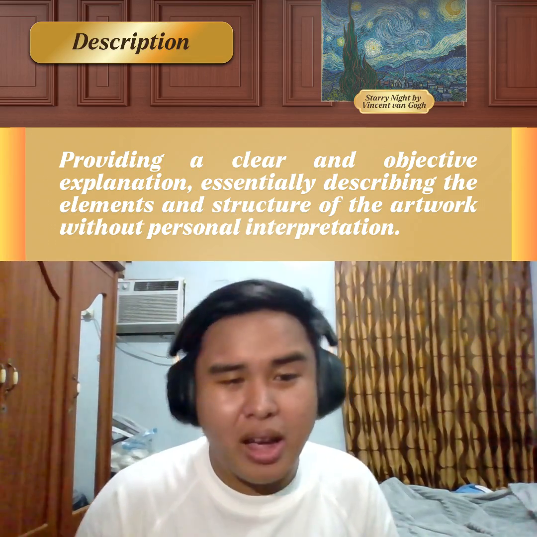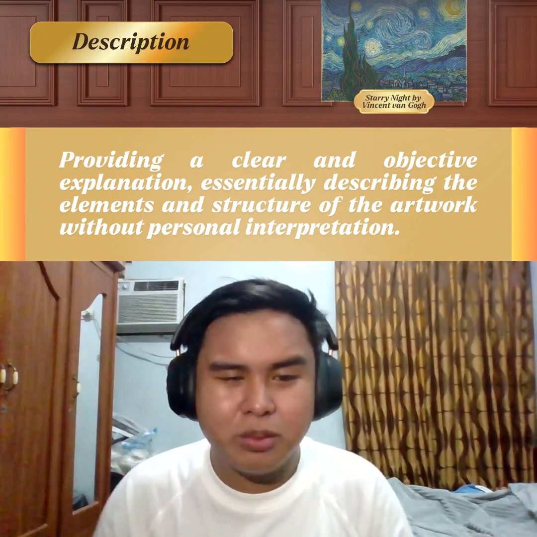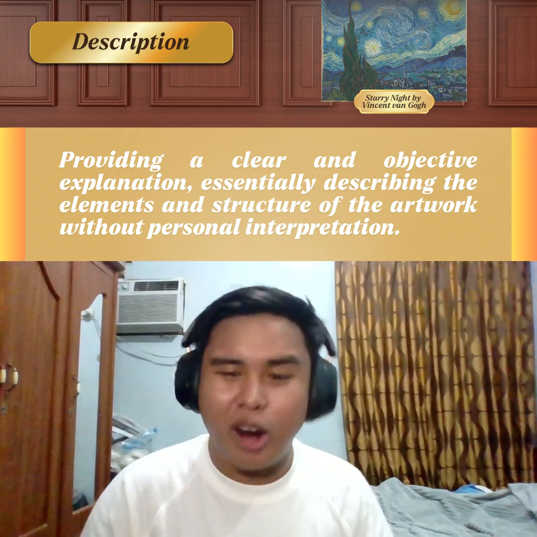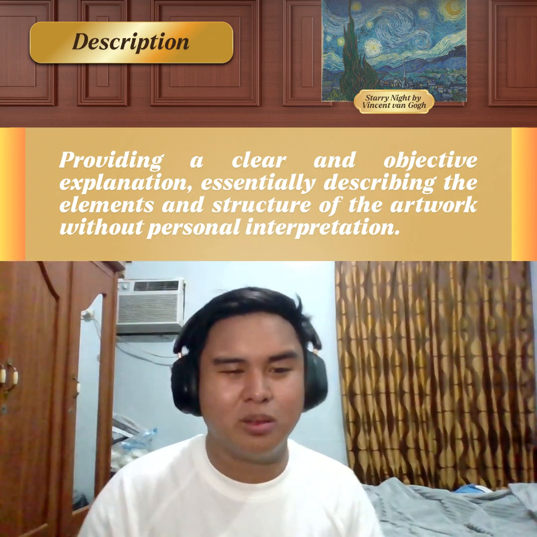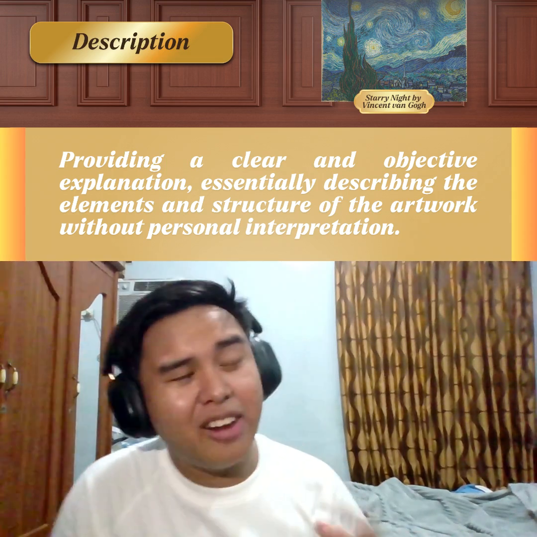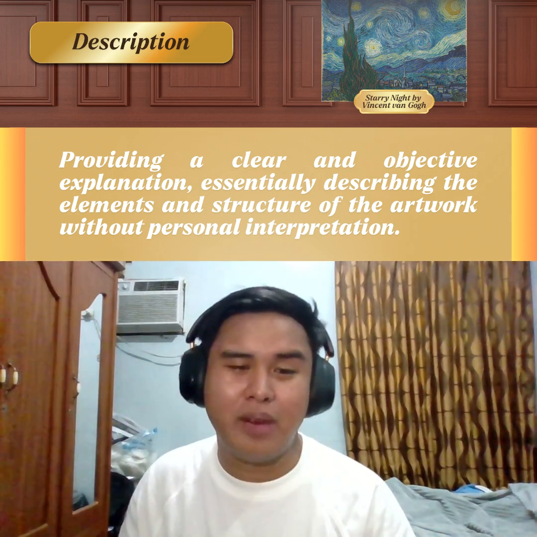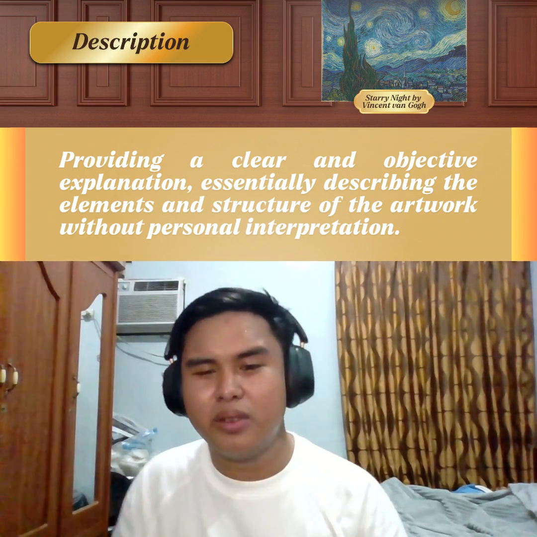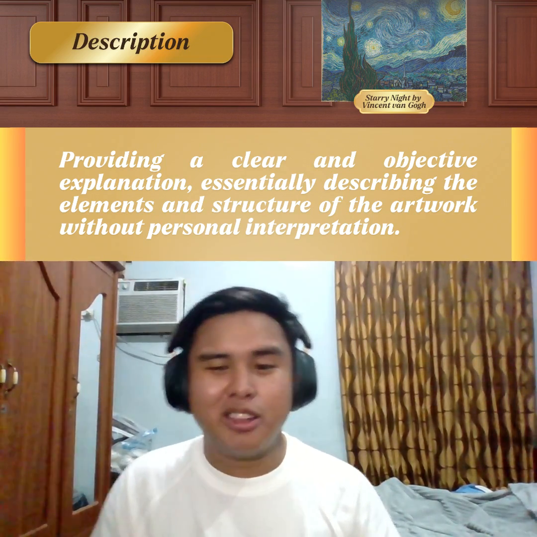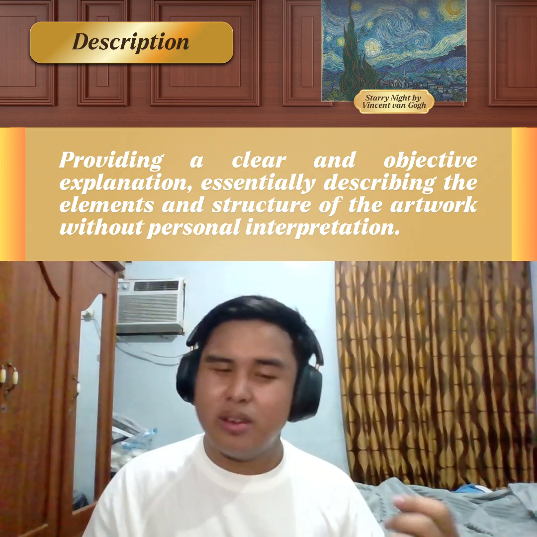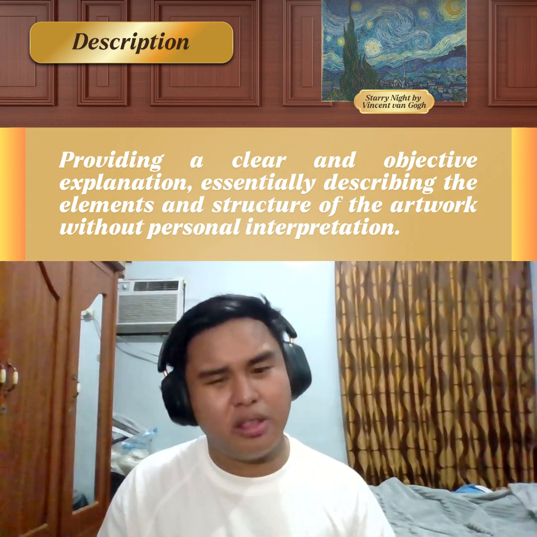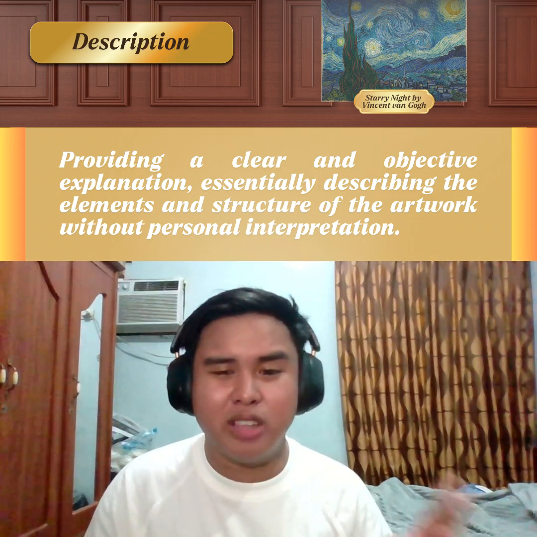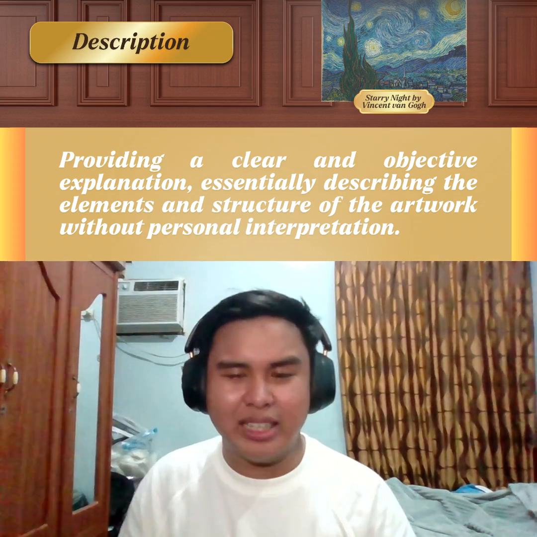Description: providing a clear and objective explanation, essentially describing the elements and structure of the artwork without personal interpretation. The Starry Night captures a view from Van Gogh's asylum room window in Saint-Remy de Provence. The artist painted the scene from memory, infusing it with emotion rather than accuracy. The swirling sky dominates the composition and creates a sense of motion.